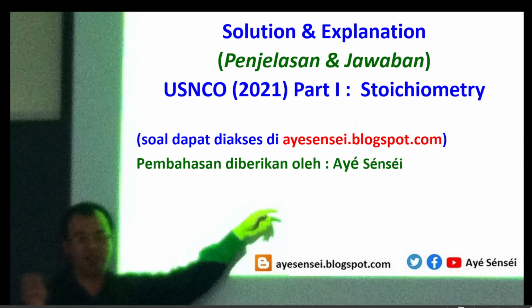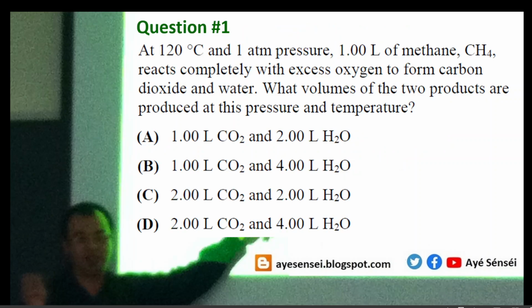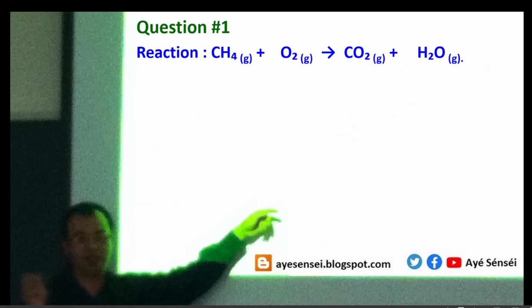Okay, let's see question 1. At 120 degrees Celsius and 1 atm of pressure, 1 liter of methane CH4 reacts completely with excess oxygen to form carbon dioxide and water. What volume of the two products are produced at this pressure and temperature? In this case, the first thing that you have to do is write the reaction. Here's the reaction: CH4 plus O2 produces CO2 and H2O.